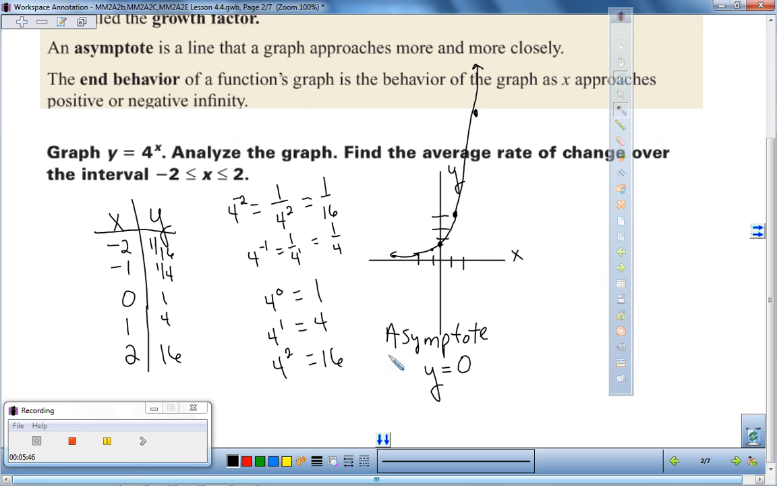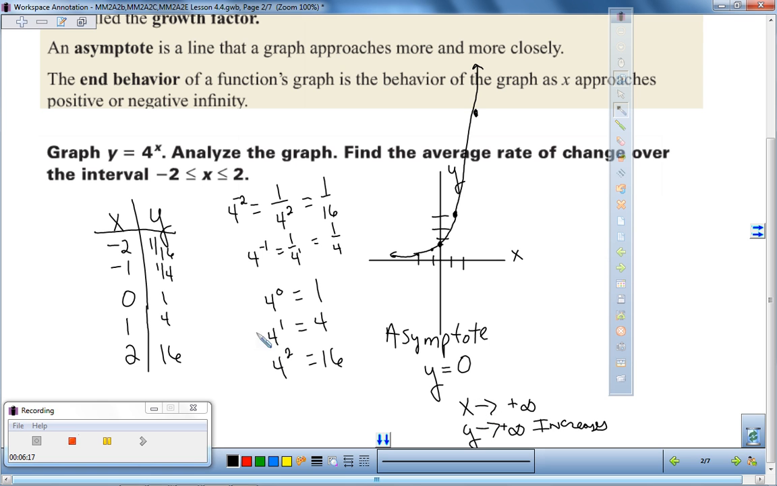Now, for end behavior, as we go to positive infinity, what's happening? Are we increasing or decreasing? We're increasing. So as x goes to positive infinity, y goes to positive infinity as well. So we can say it increases. That would be our end behavior.